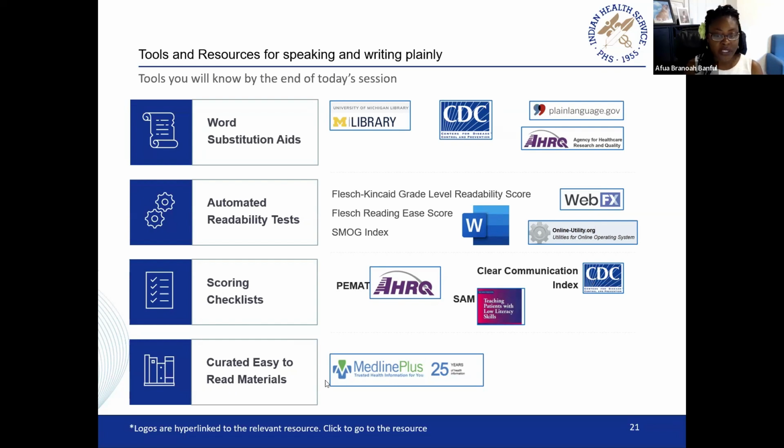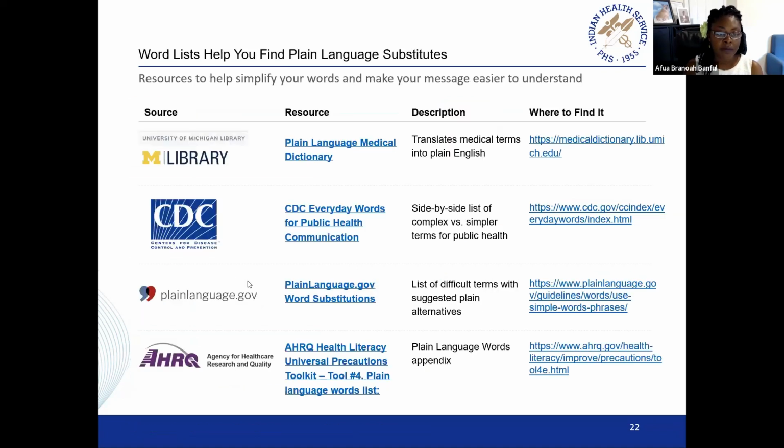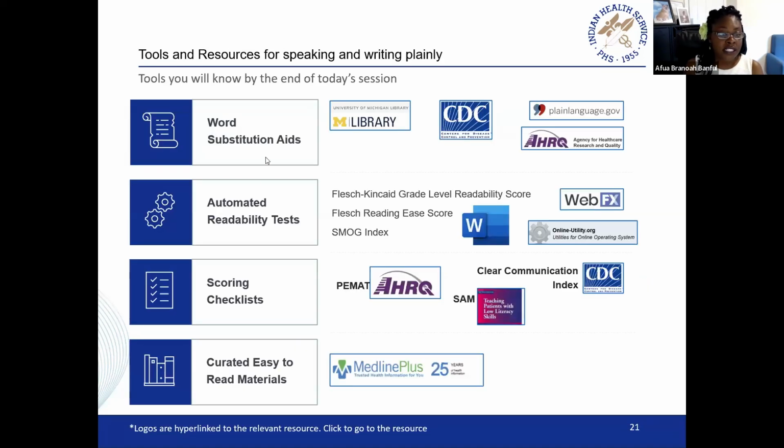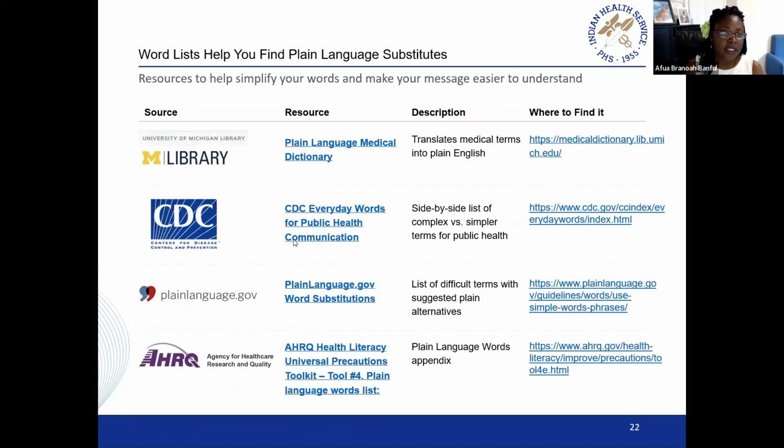And then there's curated materials. Sometimes we don't have to do everything from scratch. Medline has a good resource base. There may be others, and I'm keen to hear if you've used some other sources that are helpful. So this is the overview. If you are thinking, what are the tools and resources? Well, you can use word substitution tools, scoring checklists, and some pre-curated material. I wanted to introduce today some of these resources and talk a little bit about what each does, and then next week, we will practice using some of them.